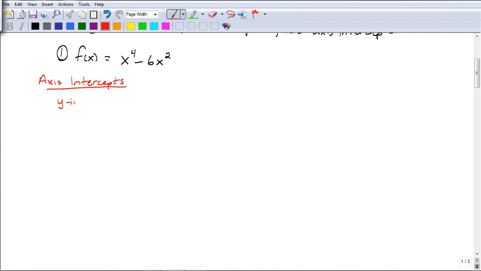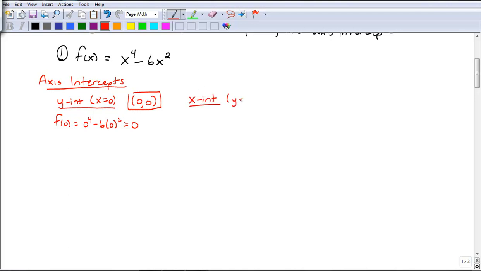To find the y-intercept, you set x equal to 0. And so when I put 0 in for x into my equation, I end up with 0 out for y. So the y-intercept turns out to be the point 0 for x, because that's what I plugged in, and 0 for y, because that's what I got out.